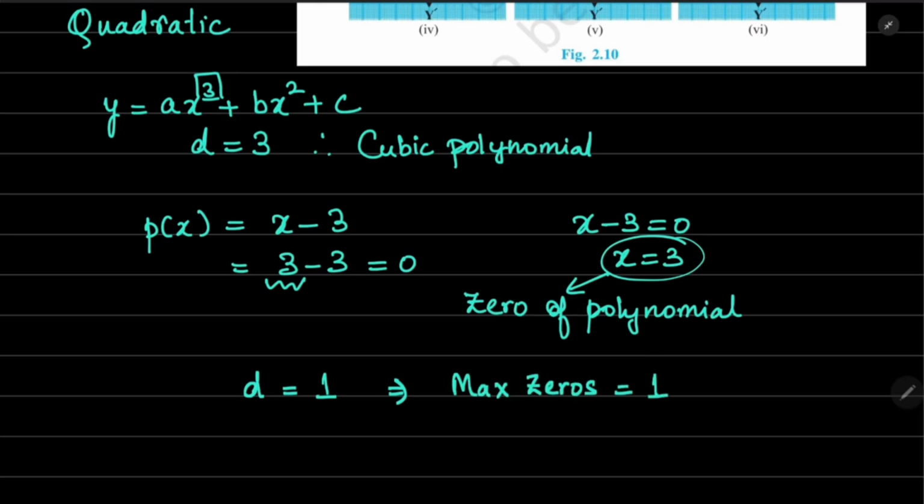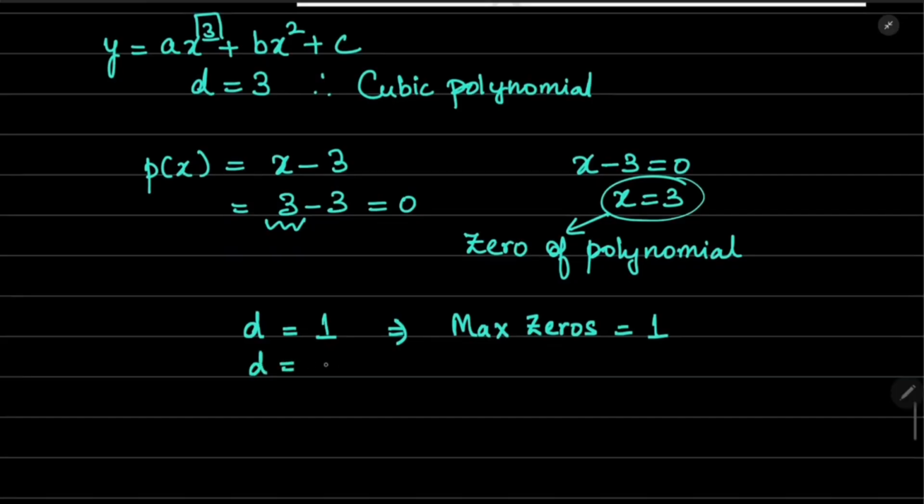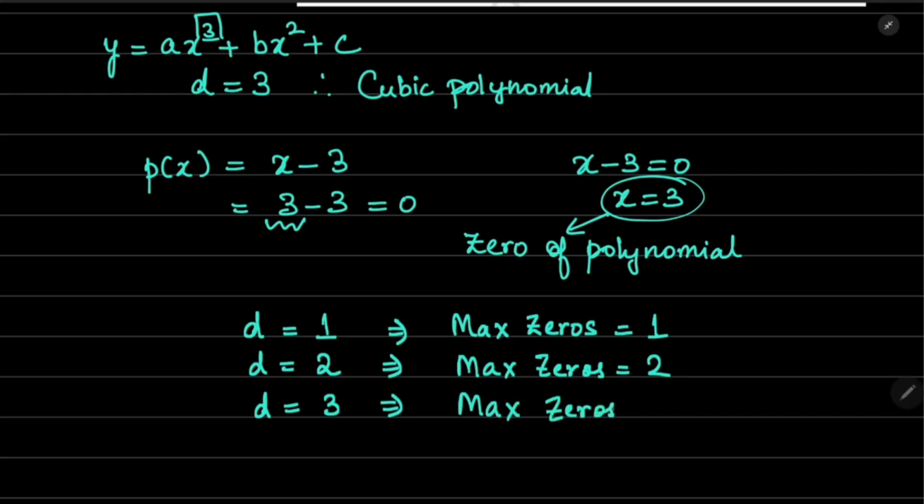That means there will only be one zero. If the degree of the polynomial is 2, the maximum number of zeros of this polynomial will be 2. Maximum 2, it can be less than 2 also. And if the degree of the polynomial is 3, then the maximum number of zeros of this polynomial will be 3. Maximum, or you can also say at most.